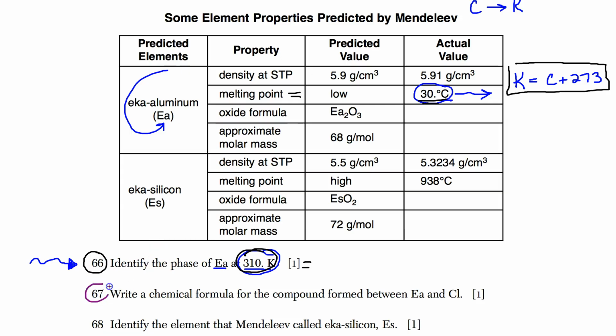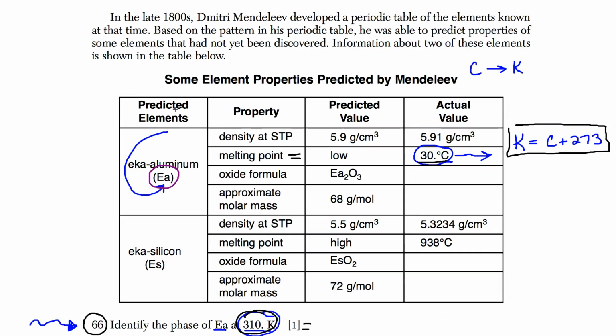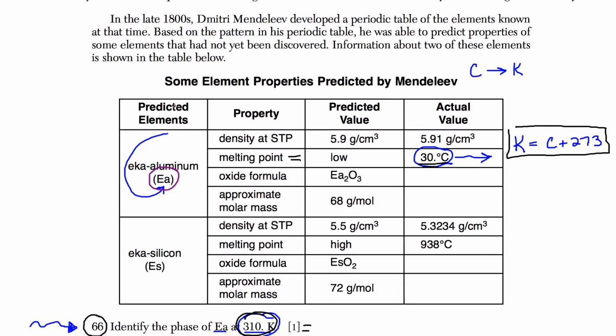Okay, number 67, write the chemical formula for the compound between EA and Cl. So EA is this predicted element that Dmitry Mendeleev thought was like aluminum. Okay, so we have to go back into the blurb. It may help us. Dmitry Mendeleev developed a periodic table of the elements known at the time. Based on the pattern, he was able to predict properties of some elements that had yet to be discovered. And what we find out is that he put elements in what? Groups, which is columns, based upon their similar chemical properties.